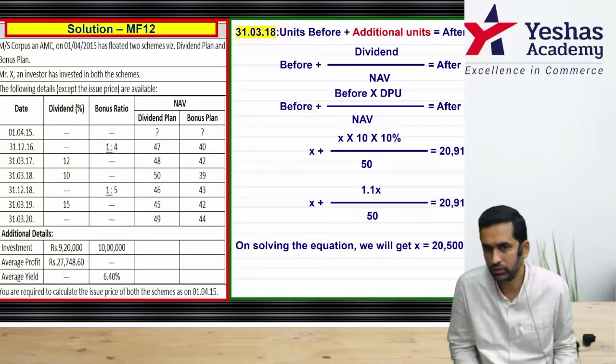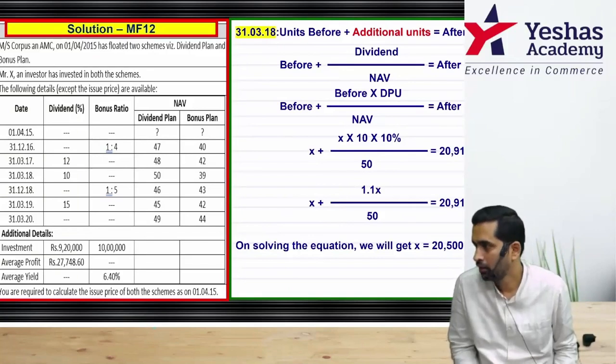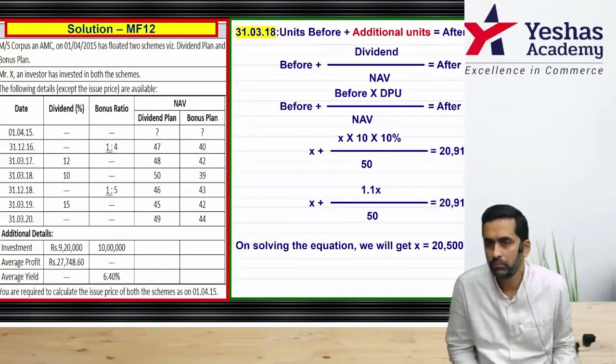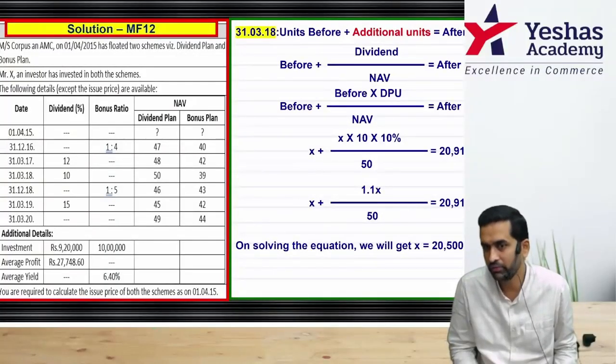If you solve the equation, 20500, exact or approx? Exact. As per the question, there was one more dividend before this. That will be the last step. From there we will get to know how many units you had before, and that will be the number of units you purchased.